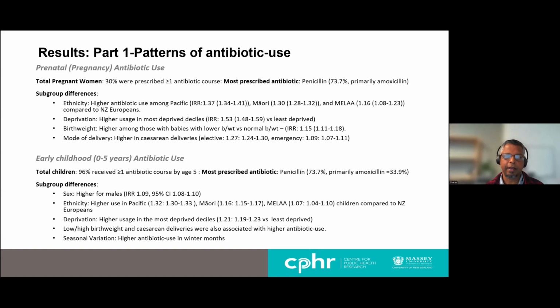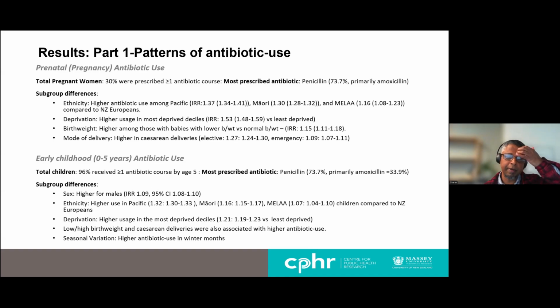For birth weight, those mothers who had children with lower birth weight had a 15% higher rate of prescription. And we also noticed in terms of mode of delivery, those who had deliveries by cesarean section and emergency had higher rates of prescription compared to those with normal or vaginal delivery.